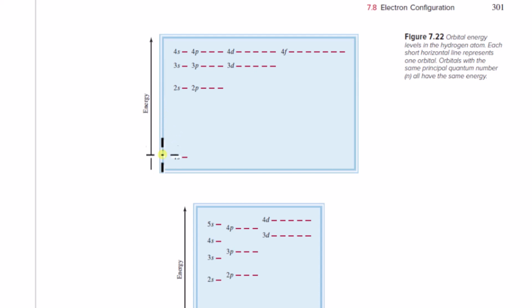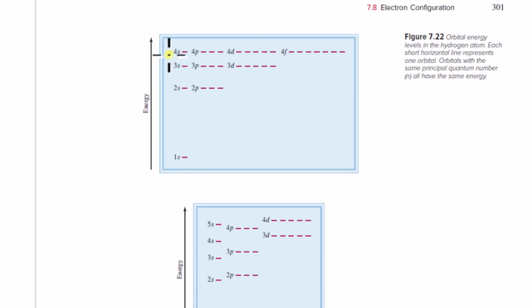The larger the principal quantum number, the larger the energy. And you can also get a sense, this is just for the hydrogen atom, that it's not an even distribution either. It's not like going from 1 to 2 is the same jump in energy as going from 2 to 3 and 3 to 4.